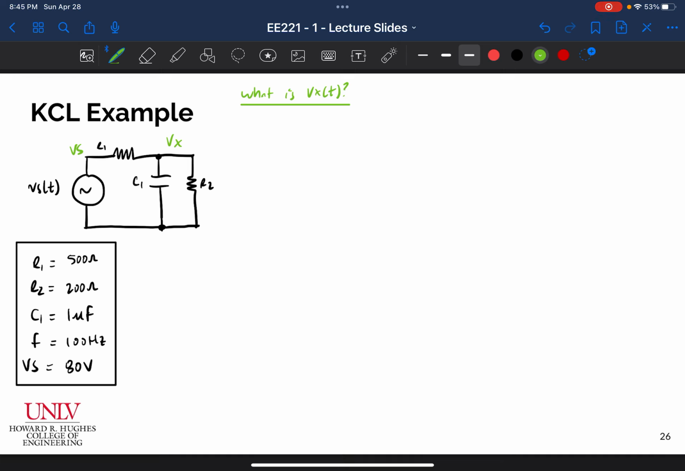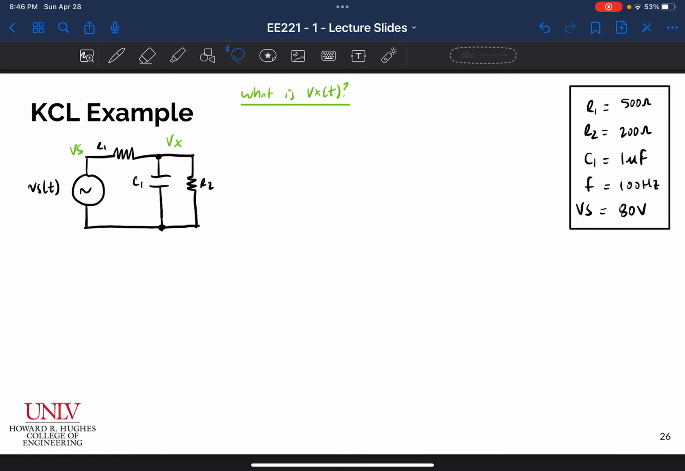So let's move my circuit parameters up and out of the way again. And let's start by writing out Vs of t, which in this case is going to be 80 times the sine of omega t. I'm just going to write omega t. I think we know now that omega is 2 pi f, so I don't need to write it. I guess I could. In this case, it's 2 pi times 100 times t, so it'll be 200 pi t volts. So that's my Vs of t.